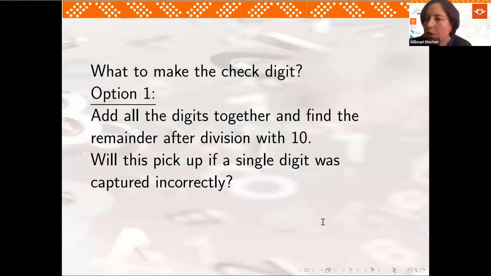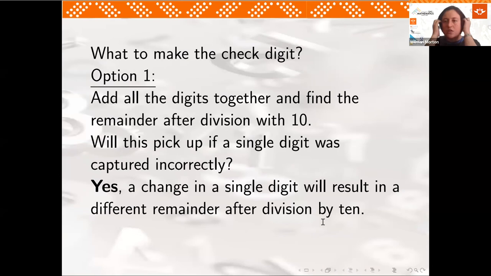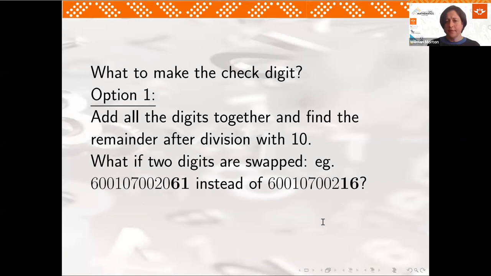So the question is, will this always pick up a problem? If I type in the wrong number, or something went wrong with the barcode and something looks light when it's supposed to be dark, so now it enters the wrong number, will it pick it up? Yes, if you just have a single digit that's wrong, it would certainly pick up that something was wrong, because we're doing division by 10 and only using digits from 0 to 9. But what if we swap two numbers? Somebody can't scan the barcode and has to type it in, and instead of typing 1, 2, they type 2, 1. Will it pick that up? No, it won't, because whether it's 1 plus 6 or 6 plus 1, it doesn't matter. Addition is commutative, so the order in which we add doesn't matter.